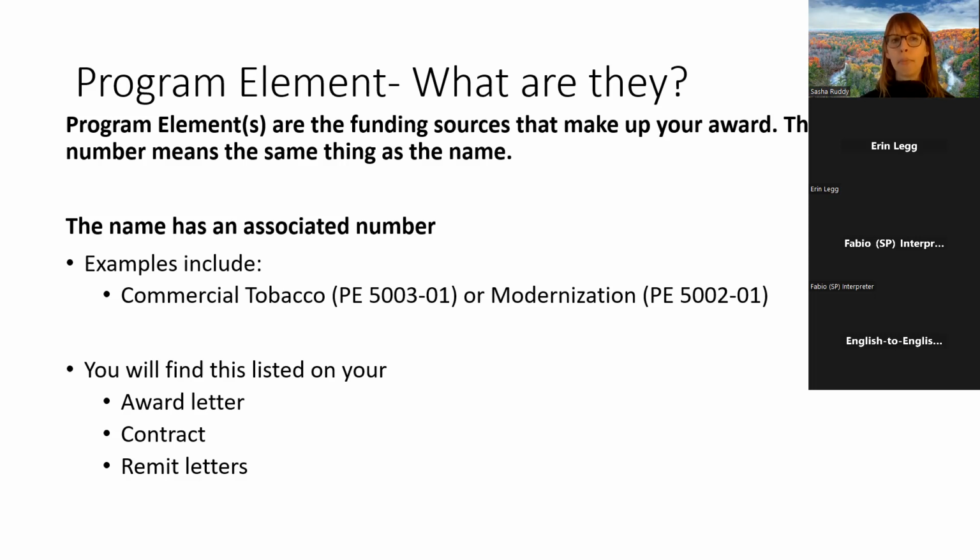So we have an example on this slide. It says the name has an associated number, and then the example says commercial tobacco, PE, or program element 5003-01. Or for modernization, PE, or program element 5002-01.